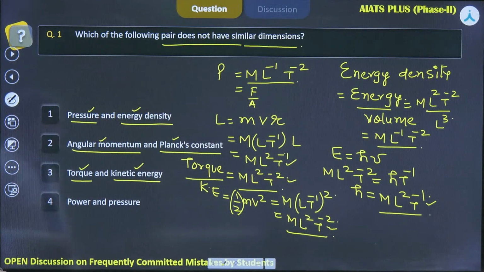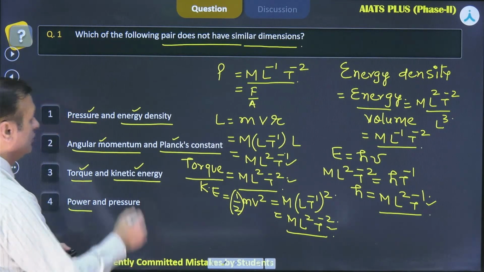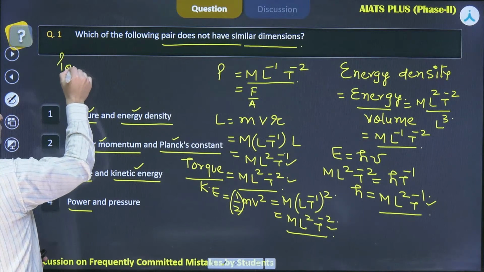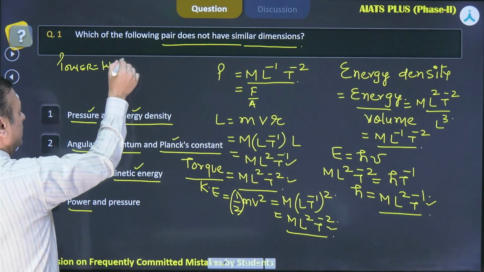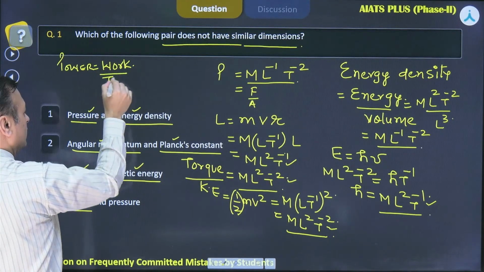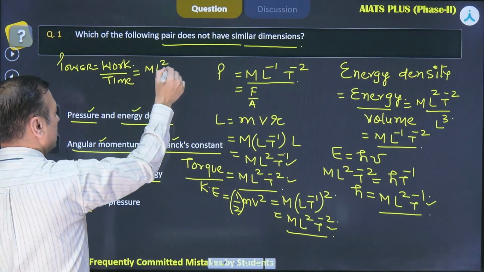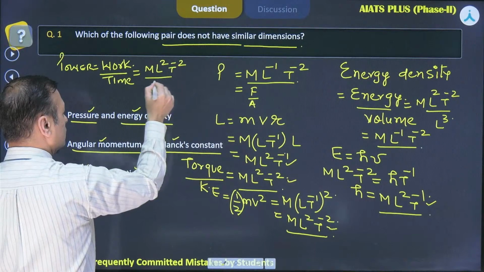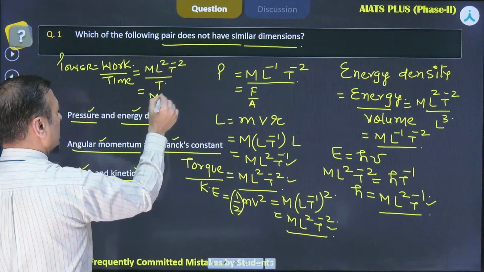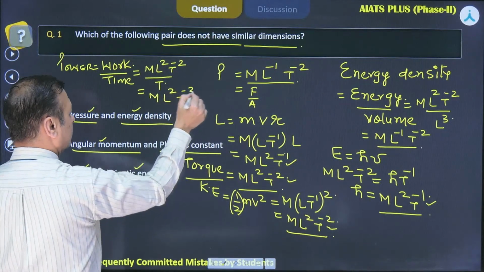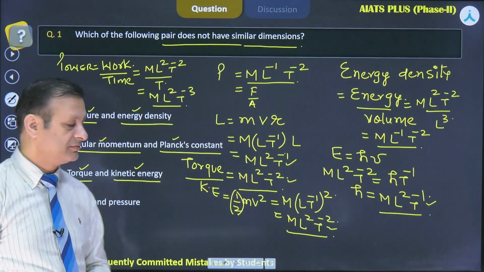Power. What is power? Let's write down power over here. Power is basically the rate of work done, work done per unit time. Work done dimensionally is ML^2 T^-2 per unit time. So the dimensions of power become ML^2 T^-3. So this is the dimension for the power part.